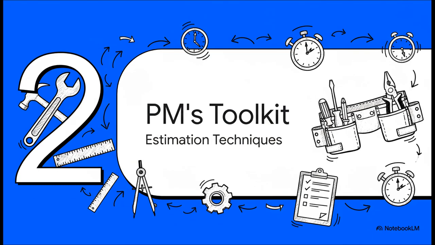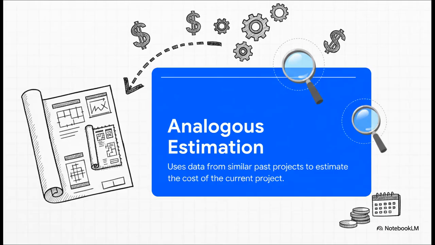Okay, so now let's get into the how. Let's talk about the different techniques project managers have at their disposal to actually come up with these numbers. Think of these as the essential tools in their toolkit, each one right for a different job. First step is analogous estimation. Honestly, you can think of this as the "I've seen this movie before" method. You look at a similar project you've done in the past and you basically say, hey, if that one cost us X amount, then this new one should be in the same ballpark.